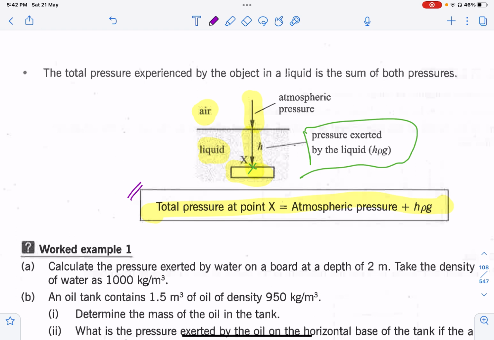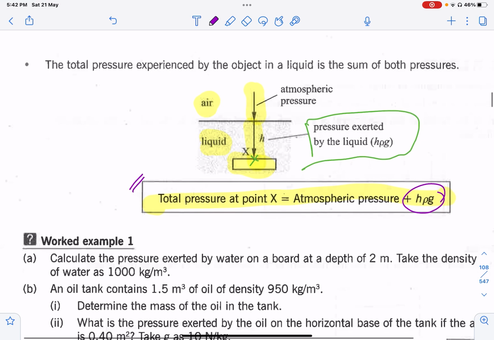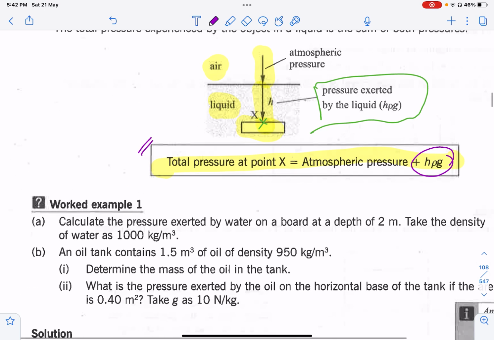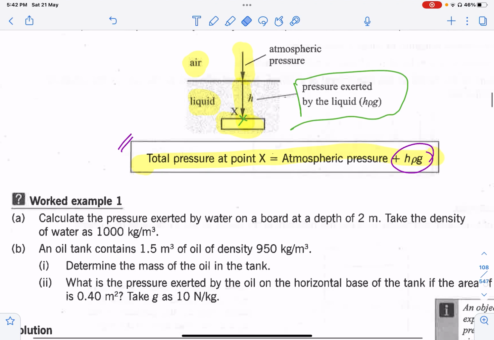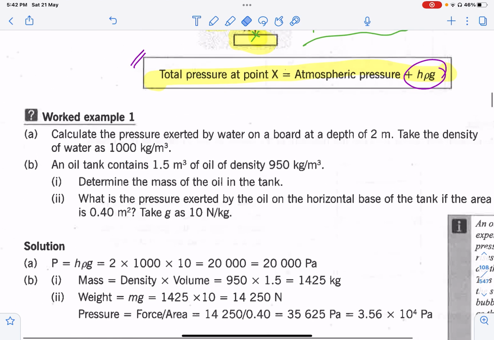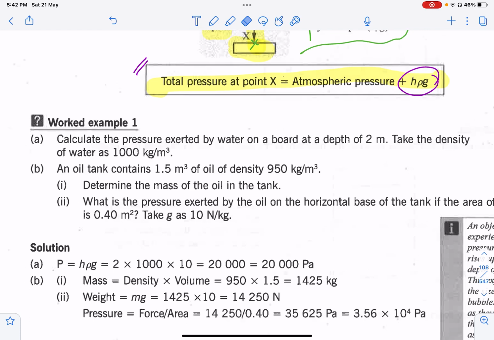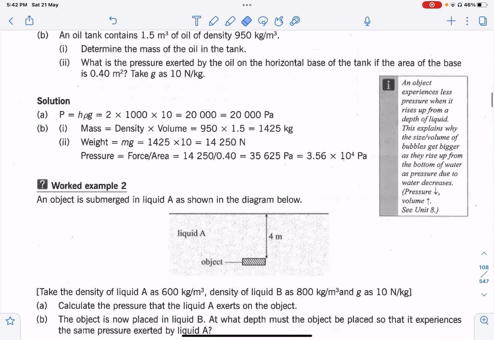If the question asks what is the pressure at point X, they will just calculate this based on the liquid. They tend to forget the atmospheric pressure. In this case, calculate the pressure on the water on a board at a depth of 2 meters and take the density as this. So what we can see is basically just putting in the formula. Very straightforward, and just to test the concept of liquid.